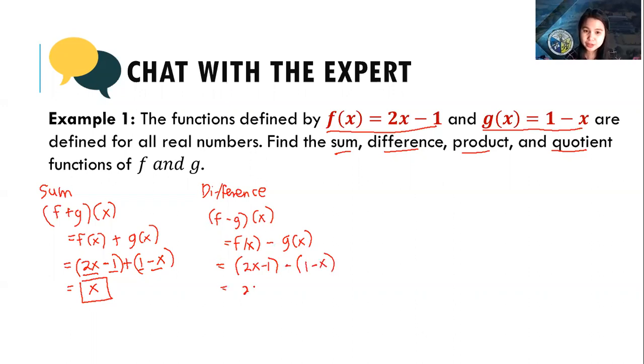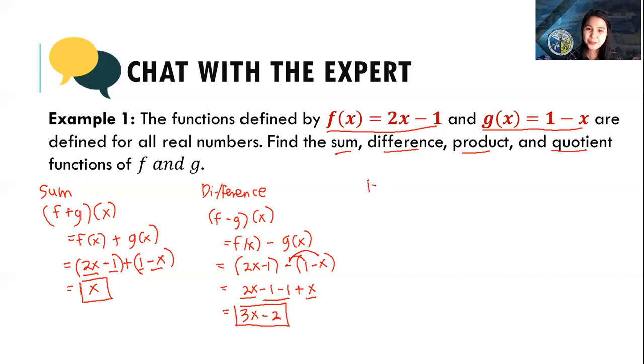We copy the first one. But remember the second one, we need to distribute the negative sign to the one inside. So negative times 1, that's negative 1. Negative times negative x, that's positive x. So 2x plus x, we have 3x. Negative 1 minus 1, you have negative 2. So we have 3x minus 2 as a difference function.